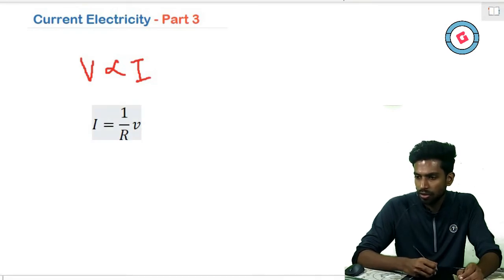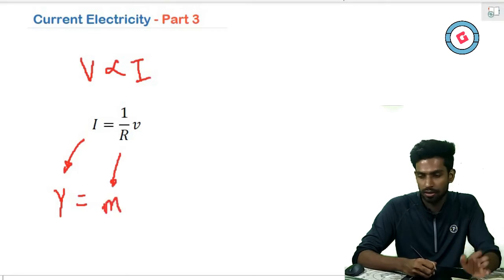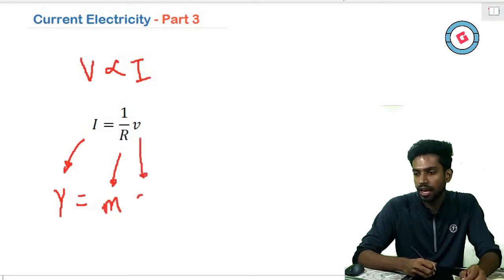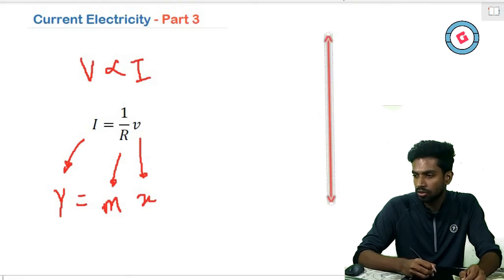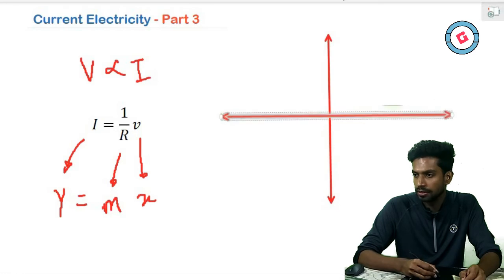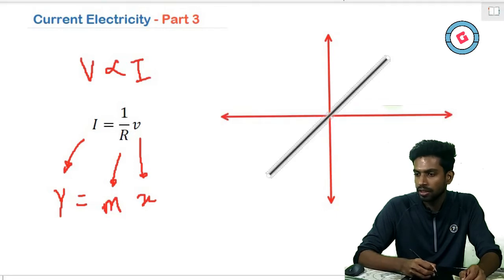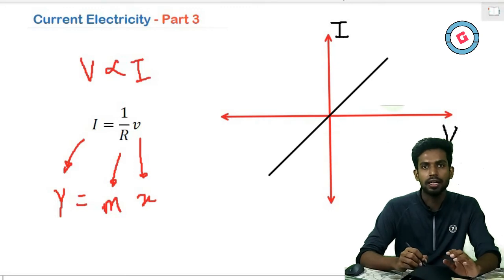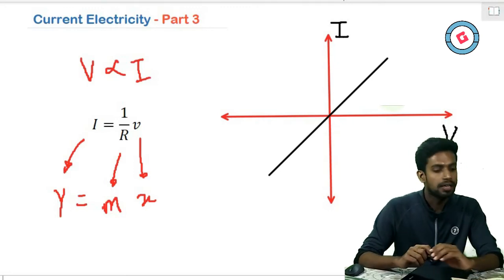So if we take I as the y-axis, and 1 over R, as it is a constant, since R is a constant, V as the x-axis, we have a y equals mx diagram. So if we draw the diagram, it will look like this. It will pass through the origin having a gradient of 1 upon R. So this is V, this is I, and this is the V-I characteristic for an ohmic conductor.